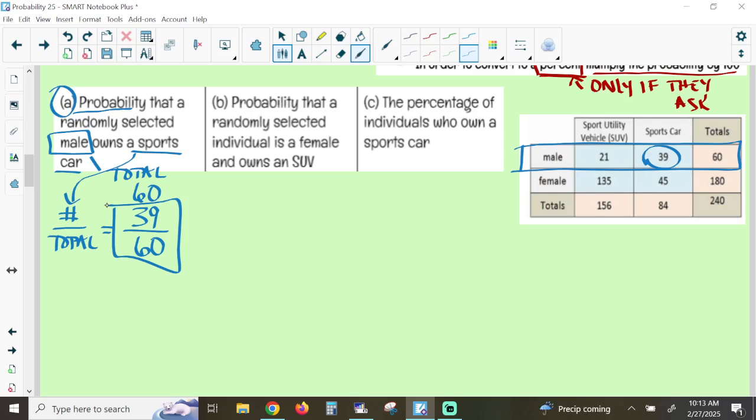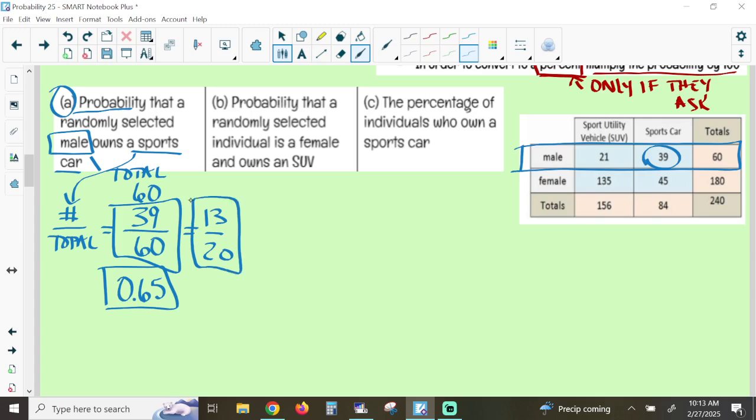Change it to a decimal, is it? 39 divided by 60, what is that? 0.65. Is that a number between 0 and 1? Okay, so I can have it as a decimal, because that decimal is decent, right? I can also keep it as a fraction. Does this fraction simplify? Put 39 over 60 in your calculator. 13 over 20.